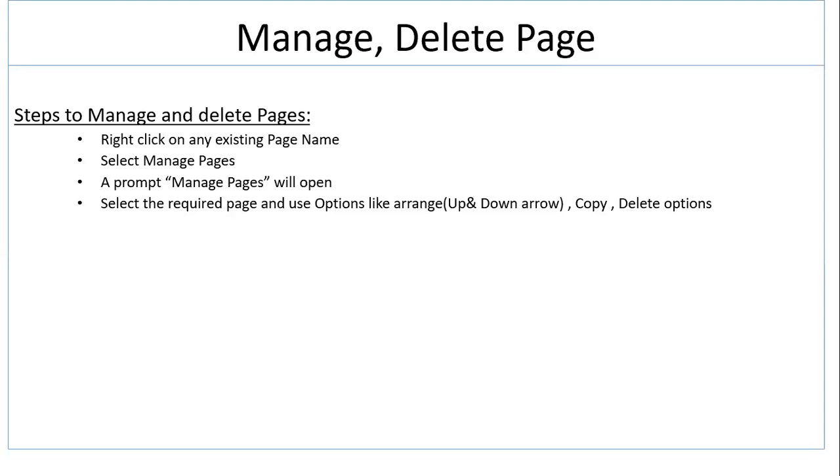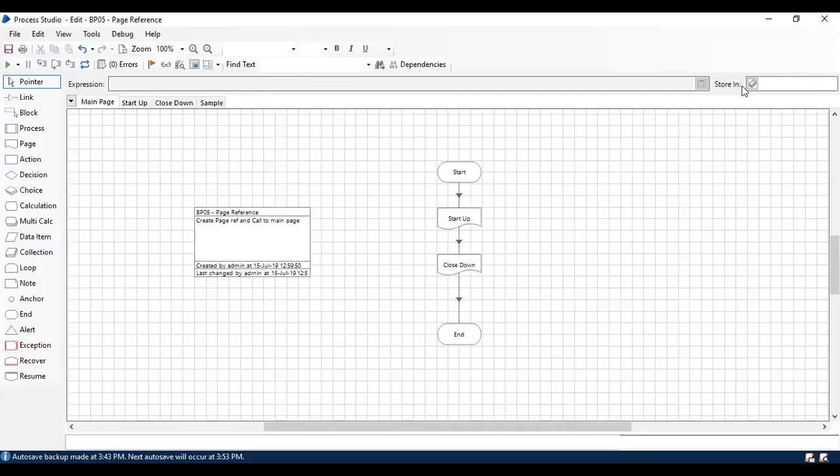Coming up next, I'm going to show you live with Blue Prism how to manage the page and how to arrange the pages as a sequence as per your business flow. This is the same page reference process which we used in the earlier section for creating and referring the page reference. And in this, we are going to see how to manage and delete the page reference.